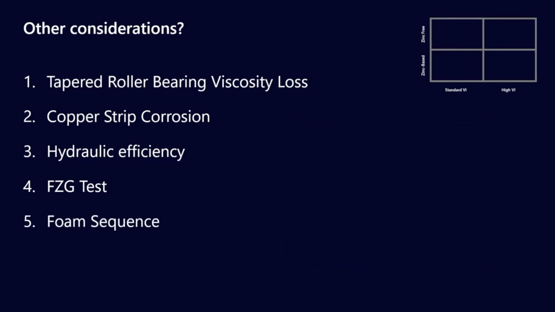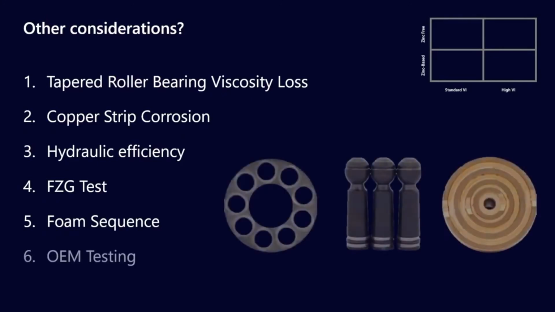Foam sequence is going to give you an indication of its ability to release foam. So in particular, if you have a very small oil reservoir, its ability to get rid of that entrained air is going to be very important to prevent cavitation.